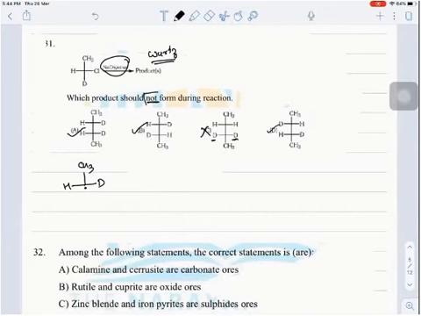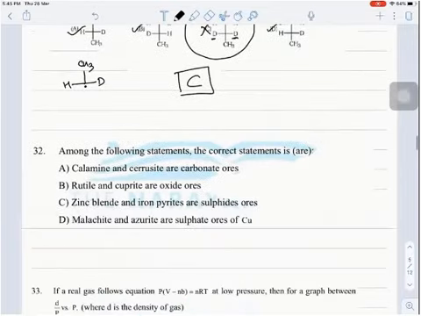Here it is asked which is not obtained in this reaction. So the compound C is not obtained. So C is the correct answer for this question. Okay. Next, question number 32. This question is asked about the ores.